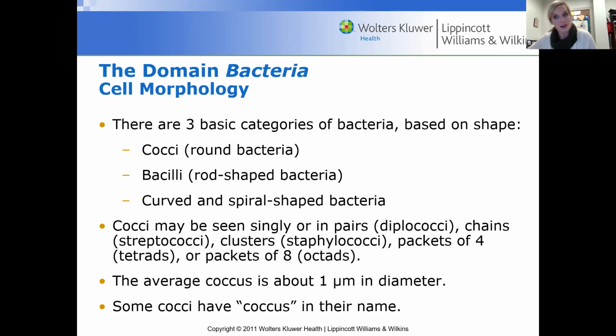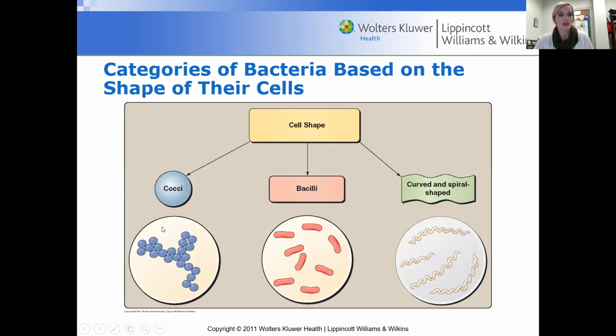But again, still bigger than a virus. And as I mentioned, some cocci have the term coccus in their name. From that bacterial infection slide I was showing you, when you see streptococcus or staphylococcus in that name, that's where that comes from. It's how it appears on that microscope. So here again, just your general category of cell shapes. You have cocci, which are round. Bacilli, here they're rod shaped. And then you have your curved and your spiral shaped, and they look just like that.